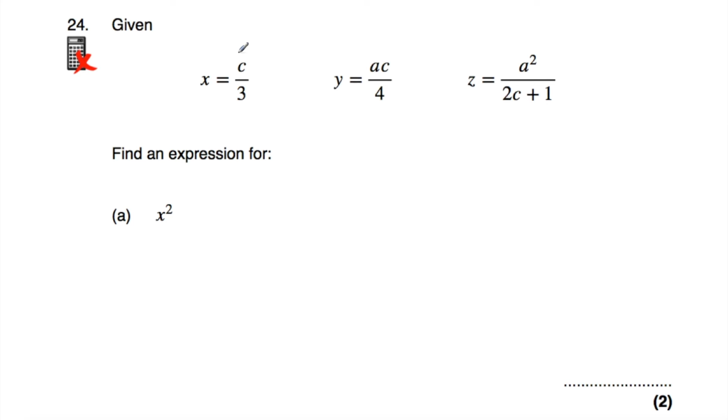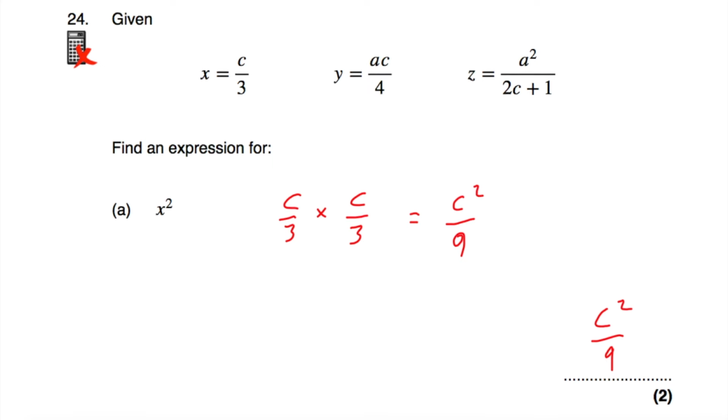Okay, let's have a look at our next question. In question number 24, we've been given some information that x equals this, y equals this, and z equals this. And we've been asked to find an expression for x squared. So that's x multiplied by x. x is c over 3, so we're going to do c over 3 multiplied by itself. c times c is c squared, and 3 times 3 is 9. So that would be c squared over 9. And that's it.